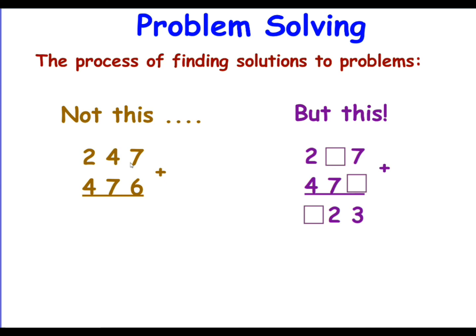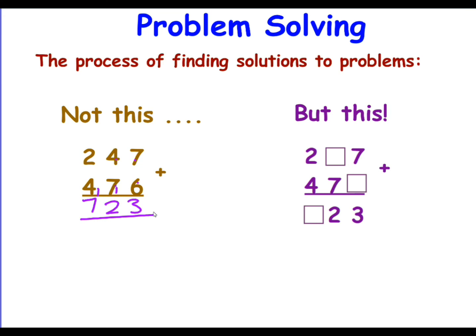So problem solving isn't adding 247 to 476, it's filling in the blanks on this addition over here. So we know how to do the one on the left because we've done that in the lesson. 6 and 7 is 13, carry the 1. 7 and 4 is 11, plus the 1 we carried is 12. And then 4 plus 2 is 6, plus the 1 we carried is 7. So that is just a straightforward calculation that you'll probably get in the non-calculator exam.